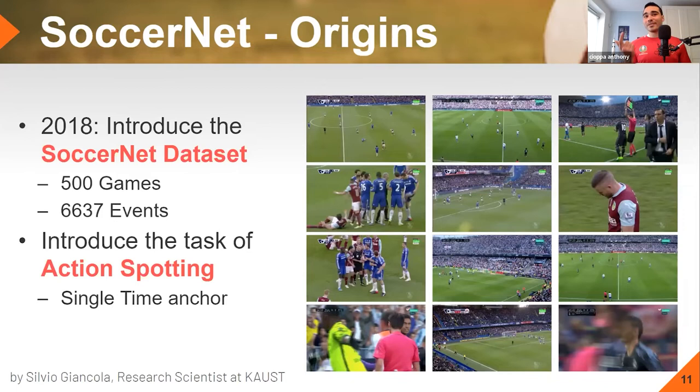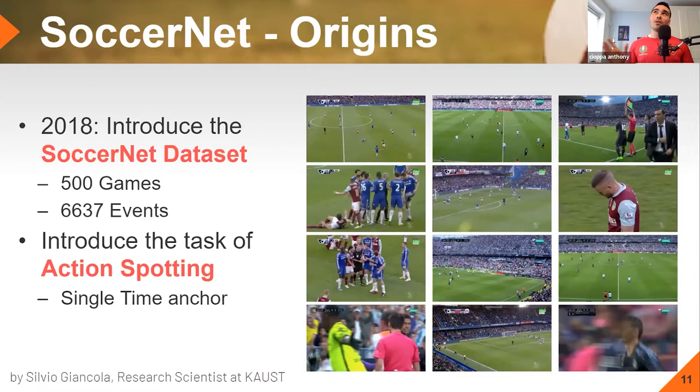Basically, what he did was to retrieve that information about the games automatically on the web, from some famous websites, I'm not gonna cite them, and all this at a 1 minute precision. Then he manually refined those annotations to have a 1 second precision for all those events. So this accounted for more than 6,000 events that were spread across almost 800 hours of videos.